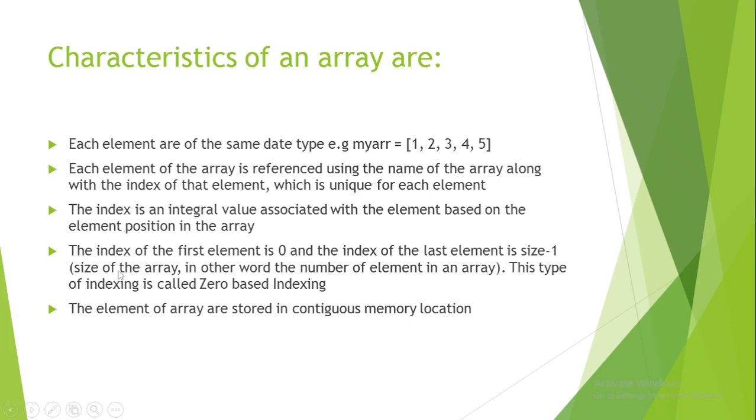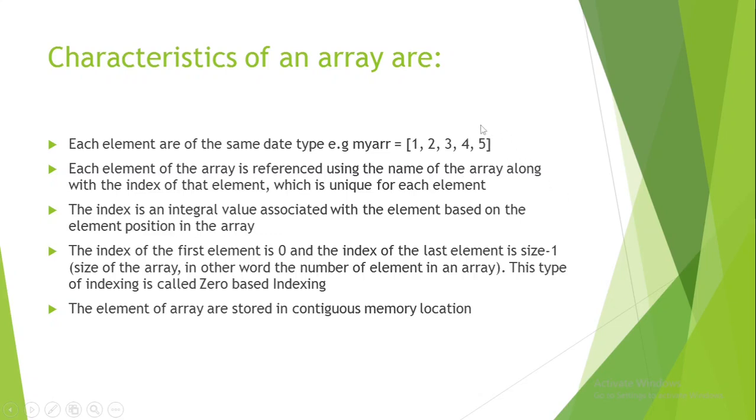Now the index of the first element is 0, and the index of the last element is the size minus 1. As we've said before, this will be 0, 1, 2, 3, 4. You can see we have 5 elements here, but the first index is 0, and the last index is size minus 1. What do we mean by size minus 1? That's the size of the array, in other words, the number of elements in an array. We have 5 elements in this array, which tells us that the last index will be size minus 1.